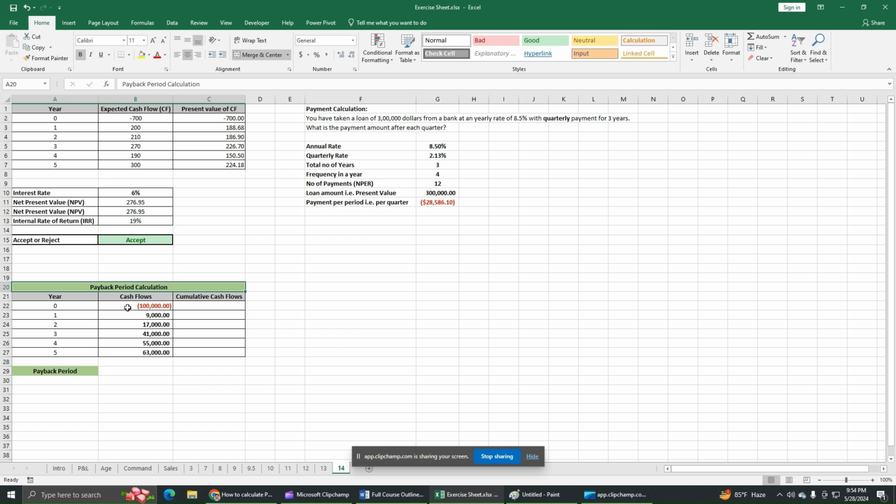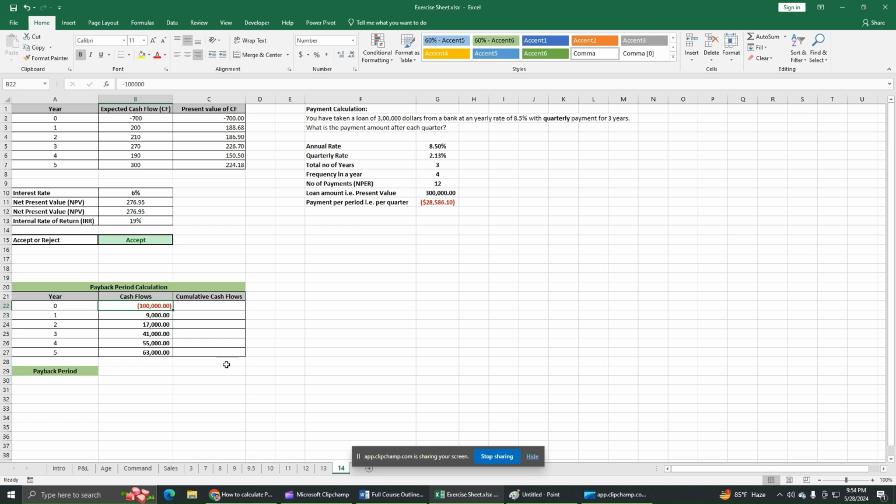Here we can see the business has made an initial investment of $100,000, and this zero means today it invested this much. After 1 year it generated 9,000, and after year 2 it generated 17,000, and these are all cash inflows. These are all cash inflows up to year 5, and this current time, that is now, is the cash outflow.